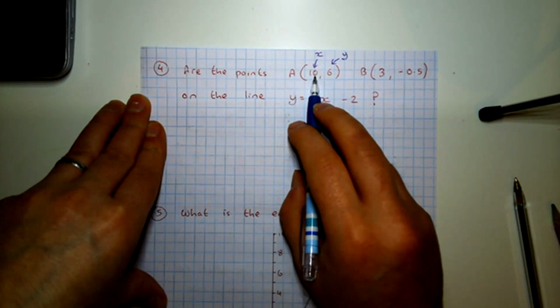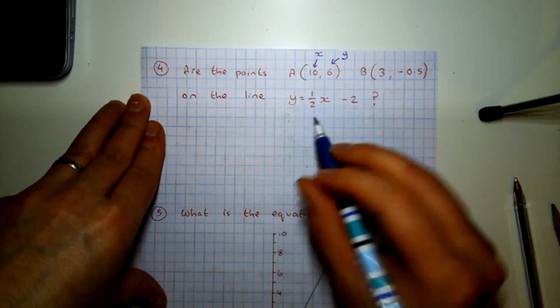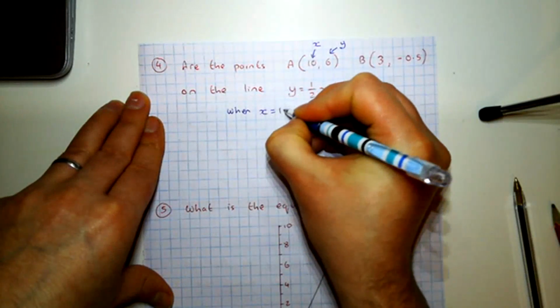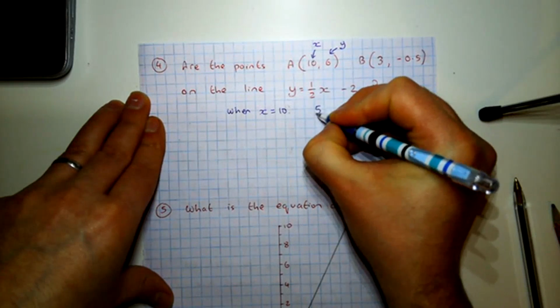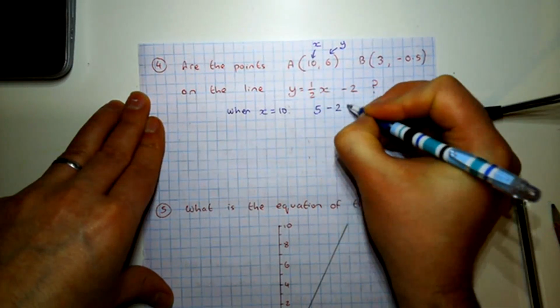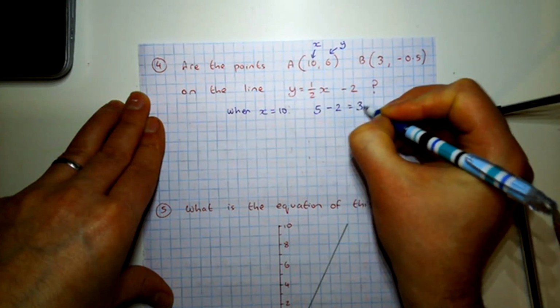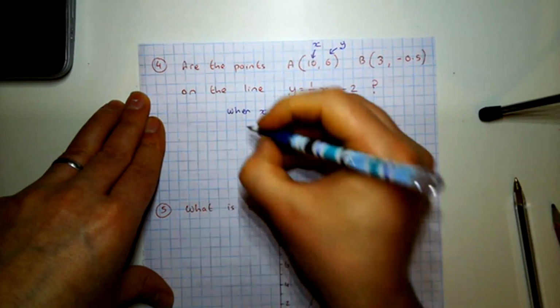So x is 10. So 1/2 of x, when x equals 10, 1/2 of x is going to be 5. Take away 2, that's 3, not 6. So that one is not on the line.